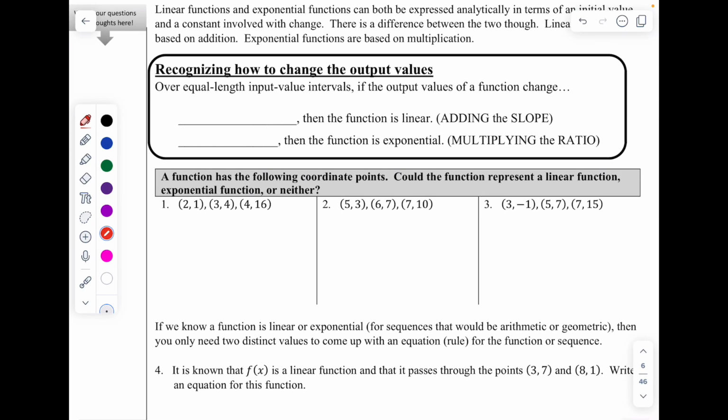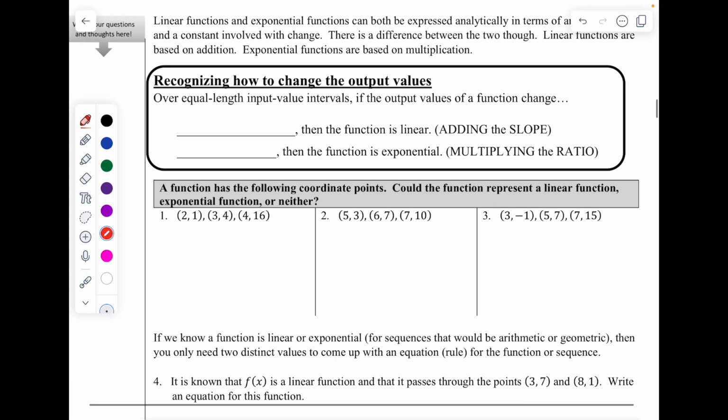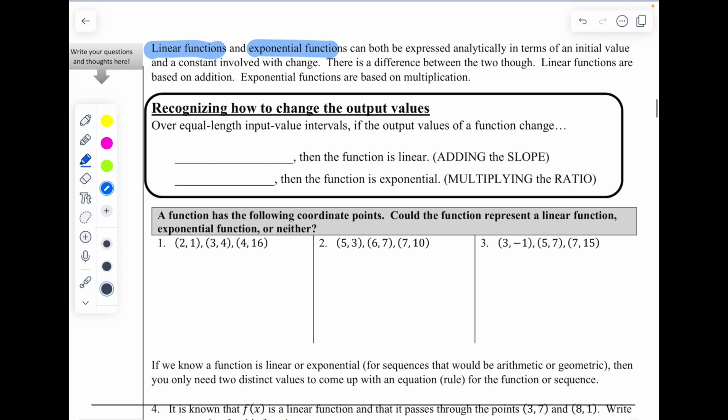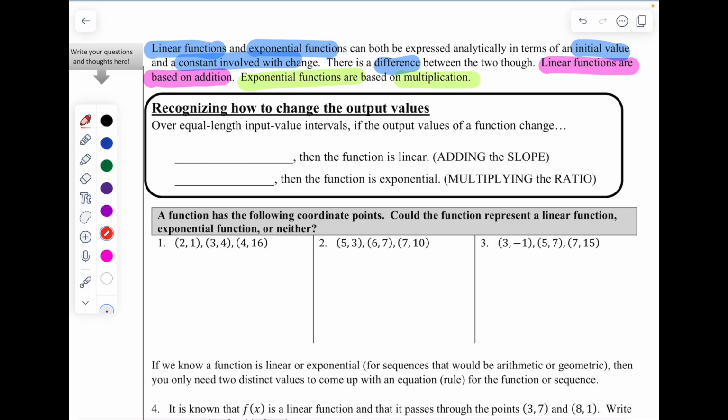Okay, so how can we recognize how to change the output value? Remember that when we were talking about linear functions and exponential functions, both can be expressed analytically in terms of an initial value and a constant involved with change. So that was between the initial value and the kth value. There's a difference between the two, though. Linear functions are based on addition. This is crucial. Linear functions are based on addition, whereas exponential functions are based on multiplication. So it's really important that you see that, okay?